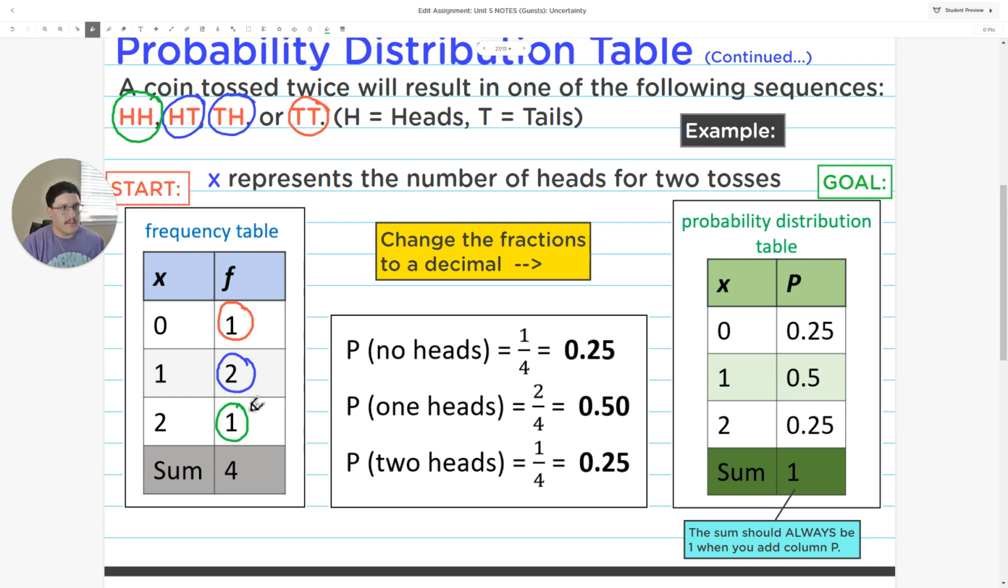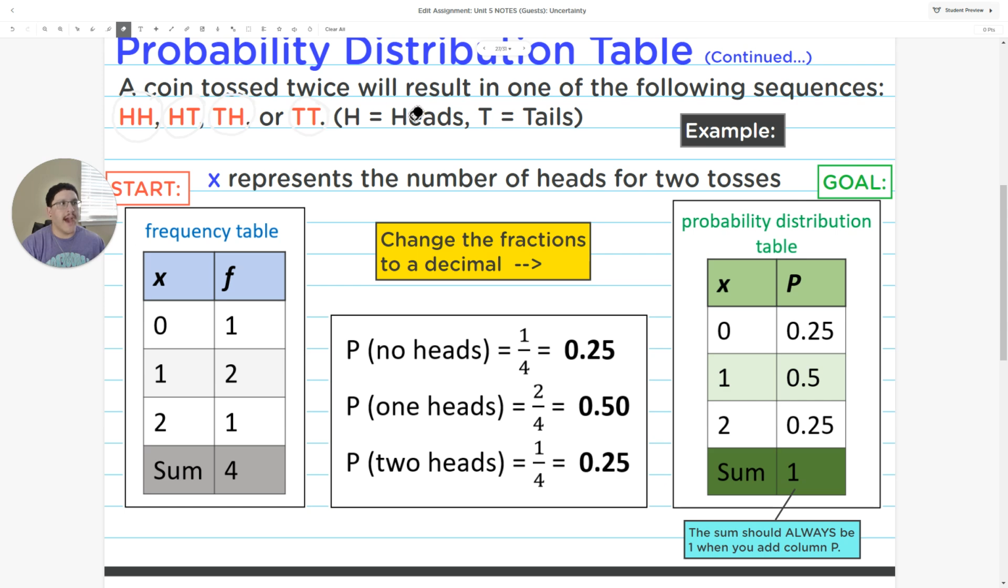Now the total that we have from this frequency table is 4. That's going to be important in a little bit. Okay, so again, 0 heads we have 1 outcome. 1 head we have 2 outcomes. 2 heads we have 1 outcome, and we have a total of 4 different outcomes for this frequency table.